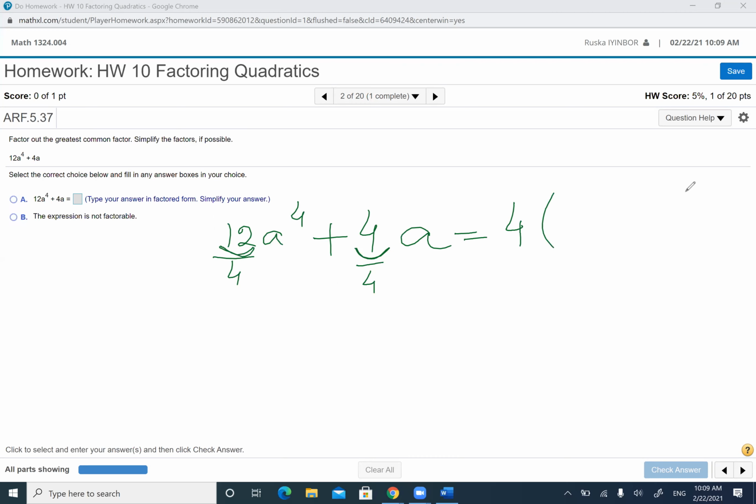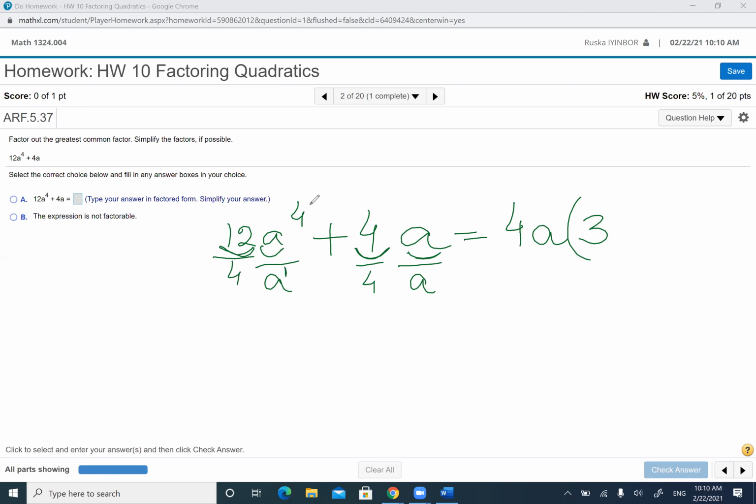And then we have also, both of those have a and a. I'm going to pull out 1a. And what is going to be left? So when I pull out, whatever you put in front, that's what you're dividing by. Okay? So 4 and a are the common factors. So 12 divided by 4 is 3.